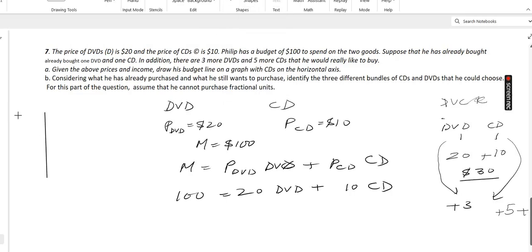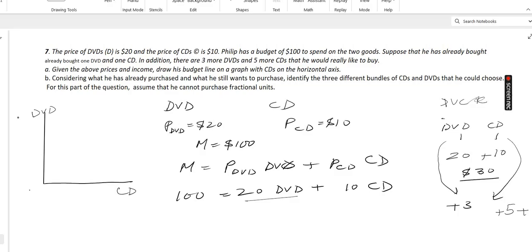अच्छा, whenever I make a graph, I always like to have some simplification. उसने कहा CD को x axis पे रखना है और DVD को y axis पे रखना है, तो हम वैसे ही कर लेते हैं. Now we have this equation. तो मैं हमेशा इसको, क्योंकि DVD is on the y axis, so I want to keep DVD on the left side and everything else on the other side.